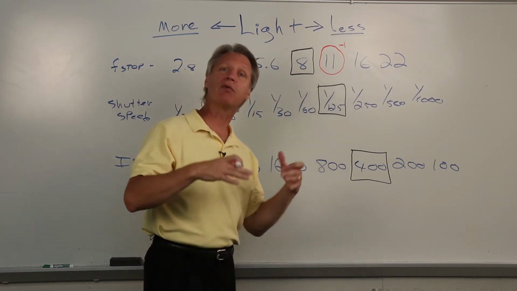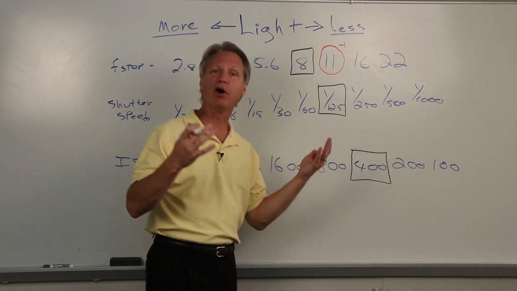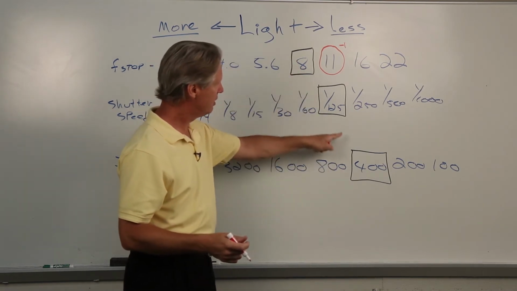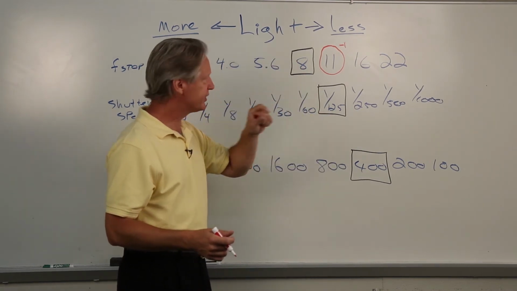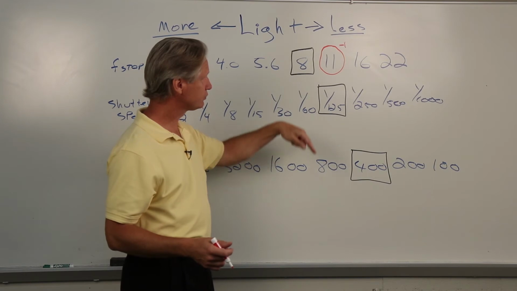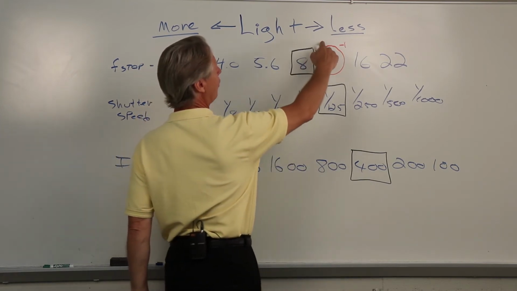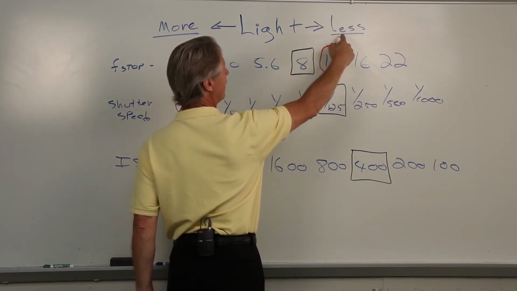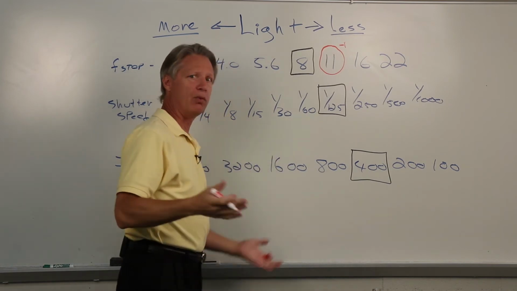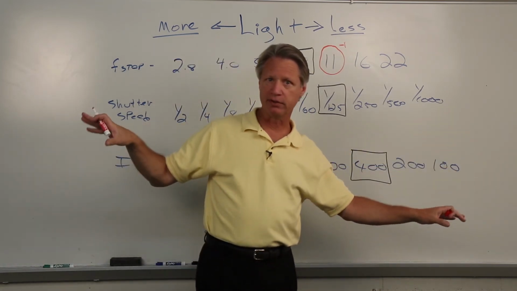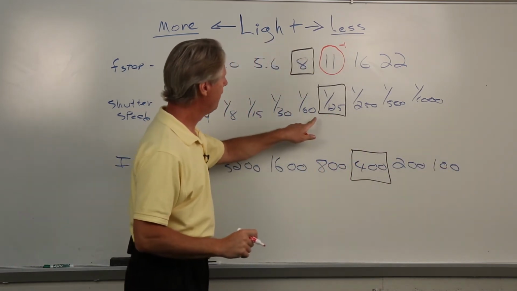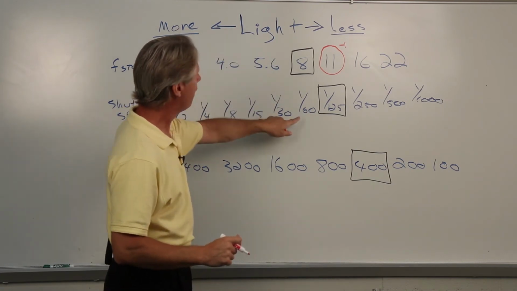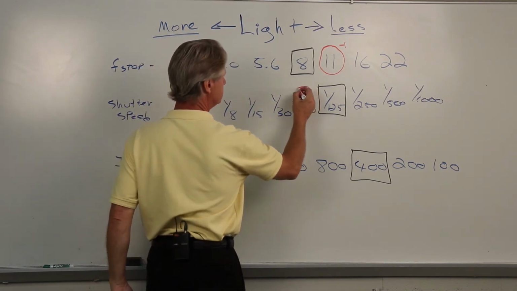Well, we don't want that. We want our picture to be the way it was when we first shot it with the black squares. So if we've gone one stop less light on our f-stops, the way to balance this out is to go one stop more light on our shutter speed.